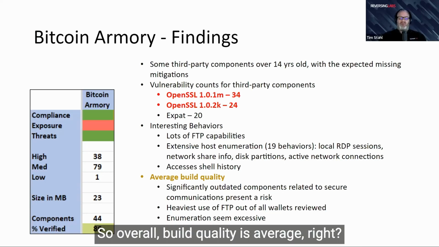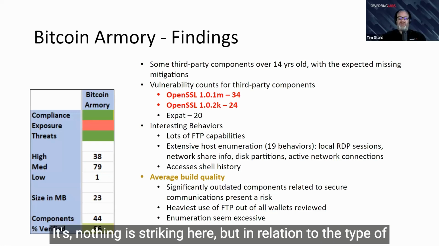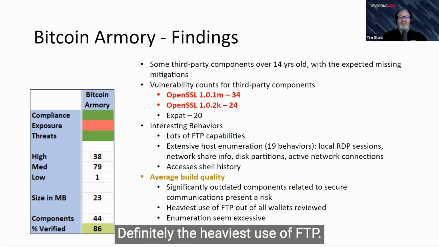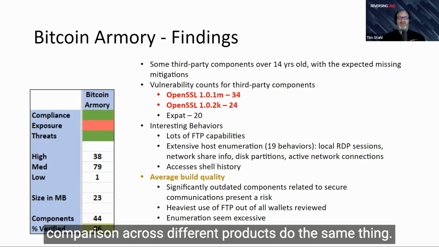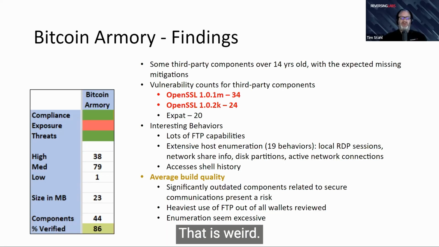So overall build quality is average, right? These are issues that we see a lot across everywhere. Nothing is striking here, but in relation to the type of application this is, it should be a lot more concerning. Definitely the heaviest use of FTP out of all of the apps we've seen. And this is, again, why that comparison across different products that do the same thing helps. It gives you that context to understand, oh, that is out of bounds. That is weird.